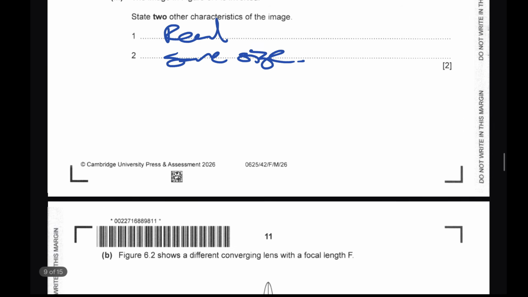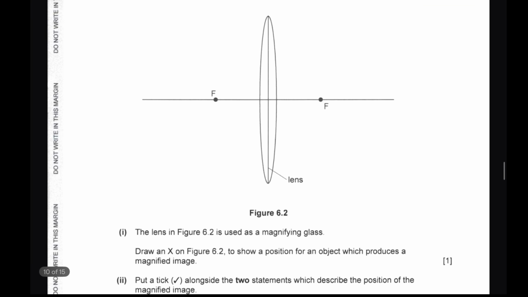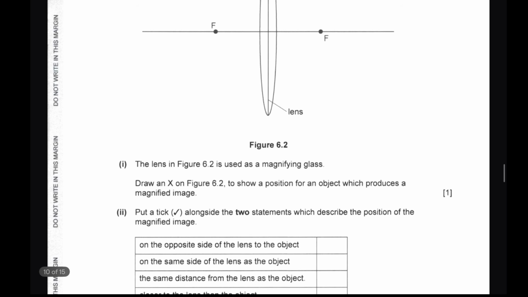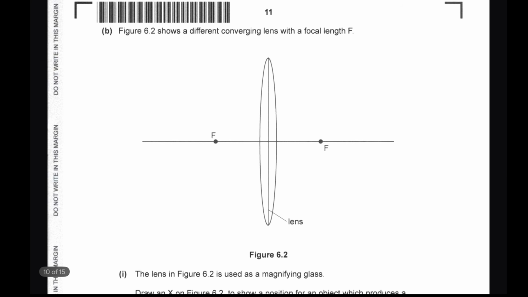All right, let's move on. Next, a different converging lens with focal length f. Lens 6.2 is used as a magnifying glass. Draw the position of an object which produces a magnified image. So the object should be less than f.